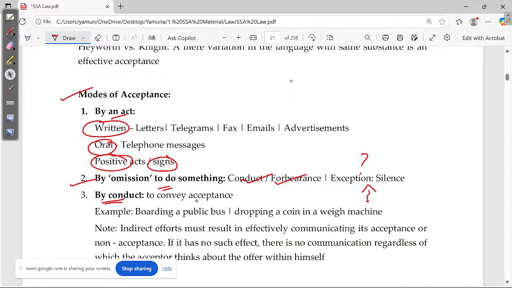By conduct, by conveying an acceptance, see, boarding a public bus. It means you're going to buy the ticket. You're going to pay for it. It's understood. Dropping a coin in a weighing machine. The weighing machine is done in such a way that if you stand over there and drop a coin, then obviously it's going to put out a card with your weight measurements. Okay.